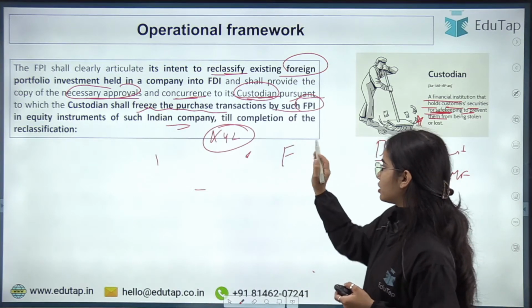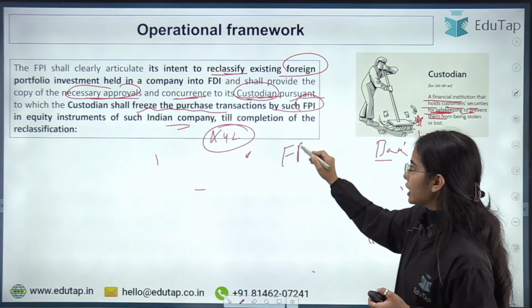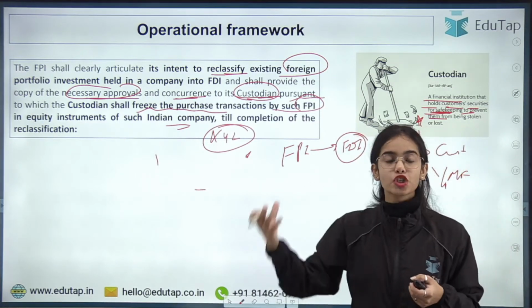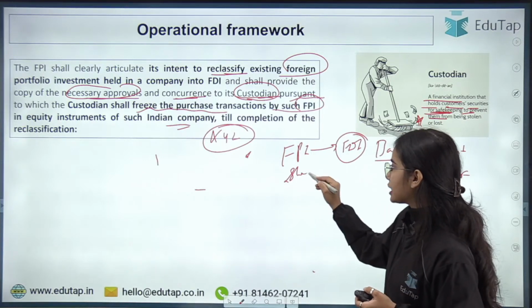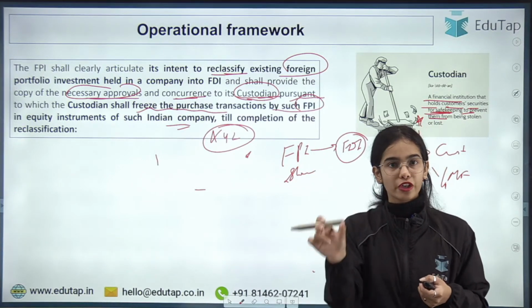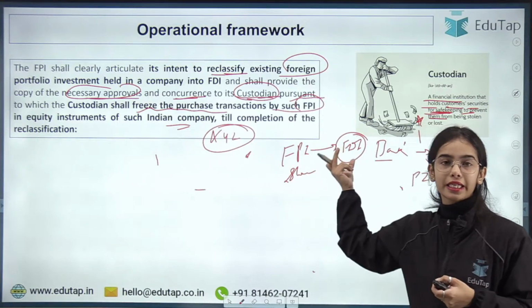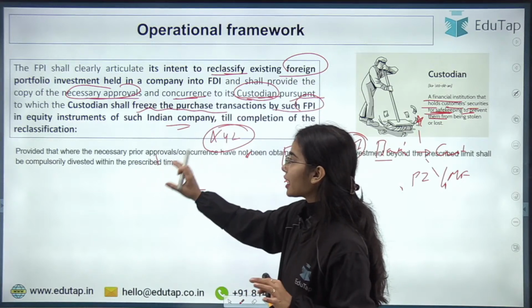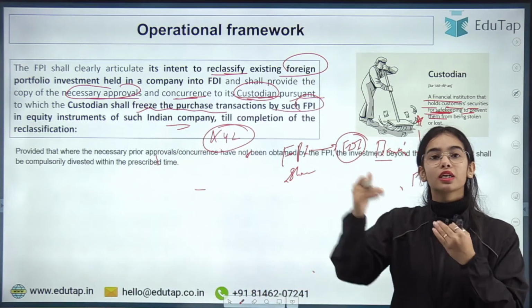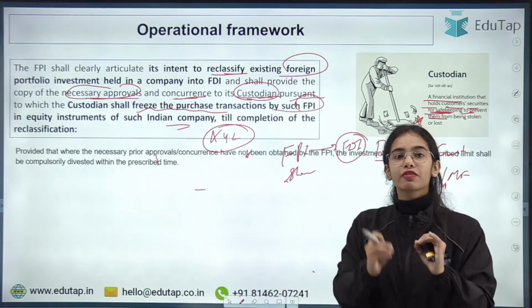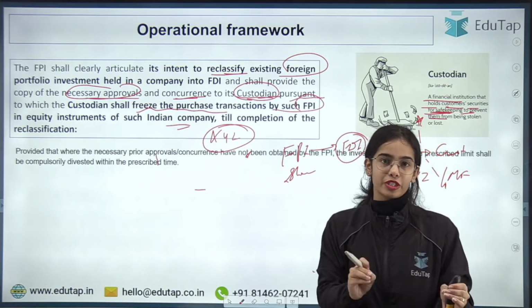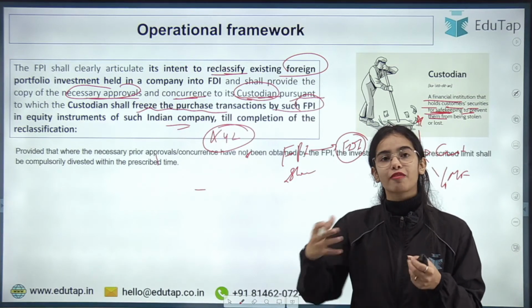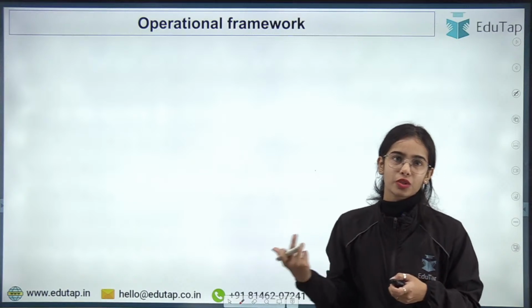So if the foreign portfolio investor wants to convert its investment into the foreign direct investment, after getting the approval and such, the shares will be freezed in the account of the portfolio investor, so that till it gets converted into the FDI, there is a freeze of the shares that is happening, provided that if the necessary approvals are not taken by the FPI, it will have to compulsorily divest its investment. If the foreign portfolio investor has not got the approvals, it will have to divest its holding, okay. So that is the idea.